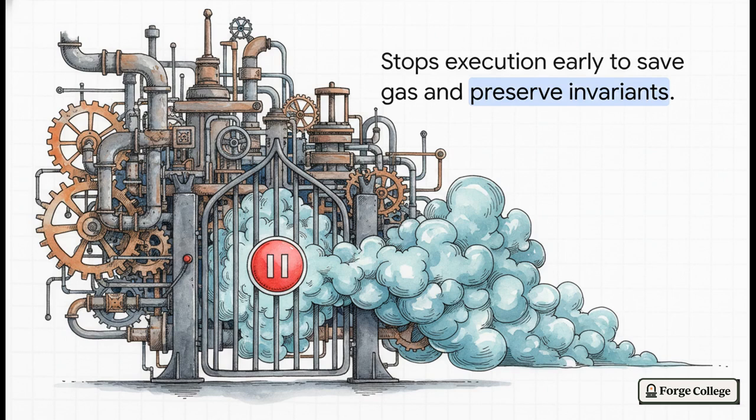By sticking this pause check super early in our execution stack, we guarantee that we're not wasting precious gas doing complex role lookups or state changes if the whole system is under lockdown. It isn't just about safety. It's about network efficiency and preserving your contract's core invariance when things get chaotic.